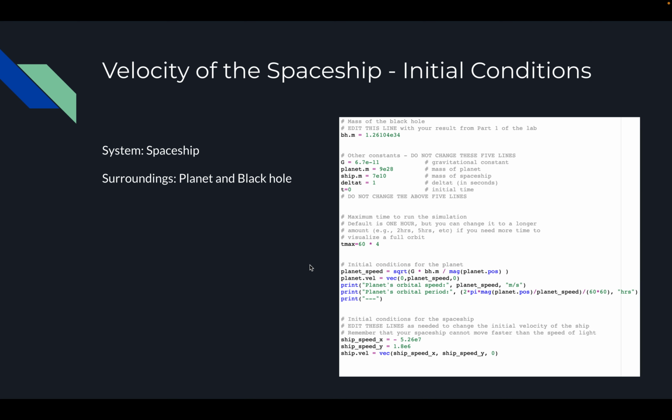So for the velocity of the spaceship, in this part, the system is the spaceship and the surroundings is everything else, which means the planet and the black hole. As you can see here are my constants: black hole mass, the gravitational constant, mass of the planet, mass of the ship, delta t, and t equals 0. And here you can see that I've defined the planet velocity and the planet speed, as well as the ship's speed in the xy direction and the ship's velocity.